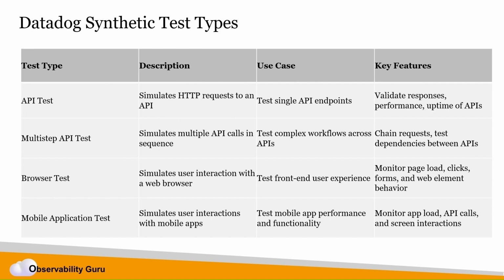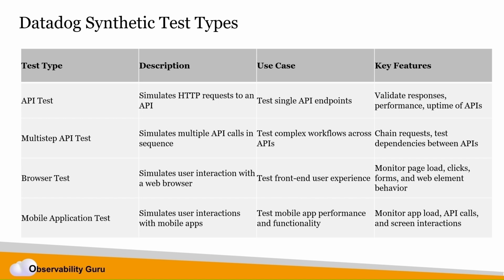So moving on, Datadog supports quite a few types of synthetic monitors. The basic kind is the API test, where we can simulate an HTTP request and start monitoring a single API endpoint. We also have the multi-step API test, where we can simulate multiple API calls in a sequential manner so that we can test a chain of requests.